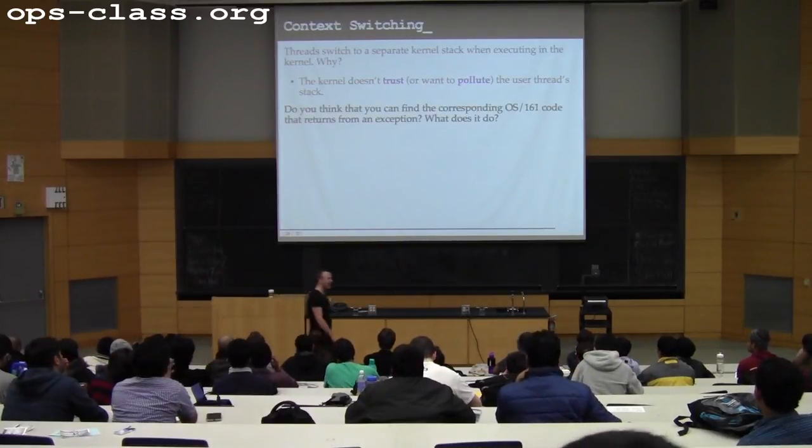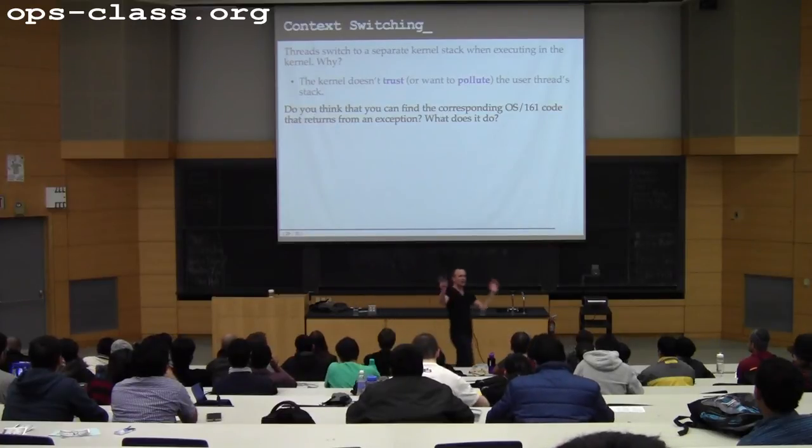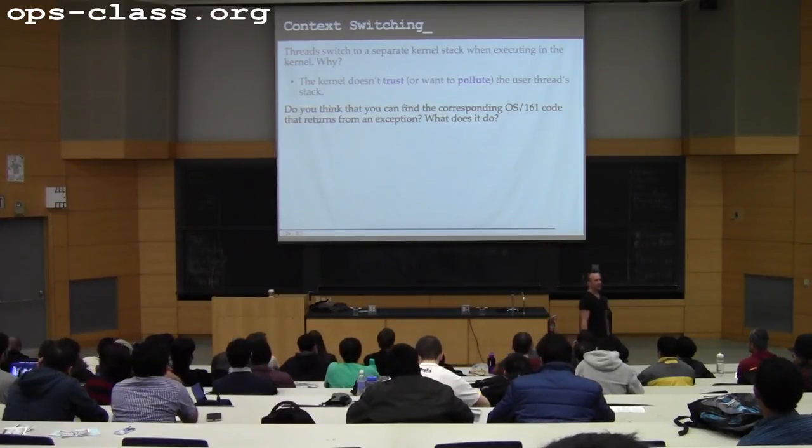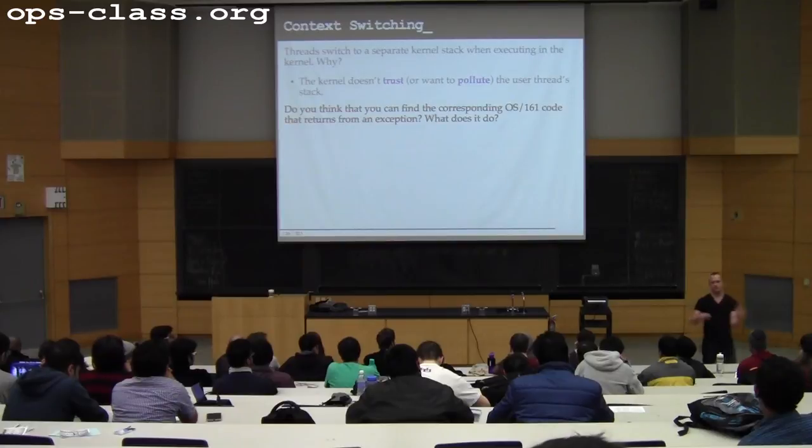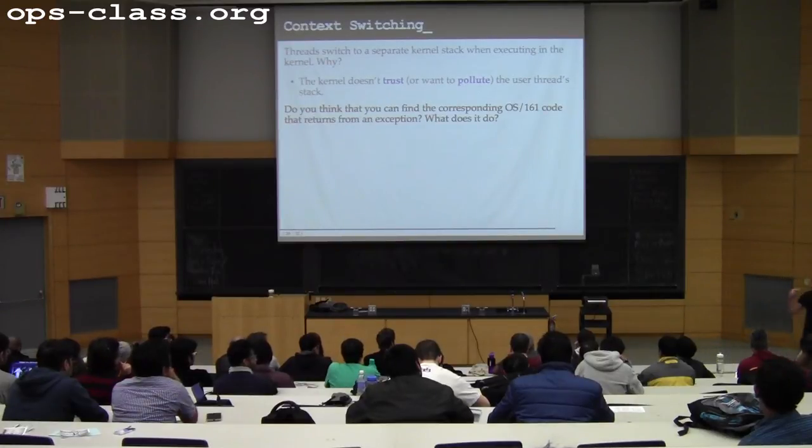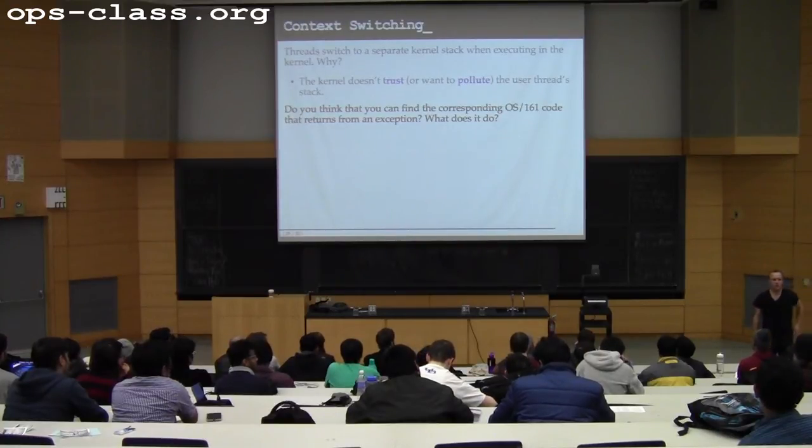Now, on my way out, I've done whatever it is I need to do. I've handled the exception. Maybe I've switched threads, whatever. I'm about to start running the thread again. The kernel has done whatever it needed to do. I want to let the thread continue executing in user space. What do I do now?